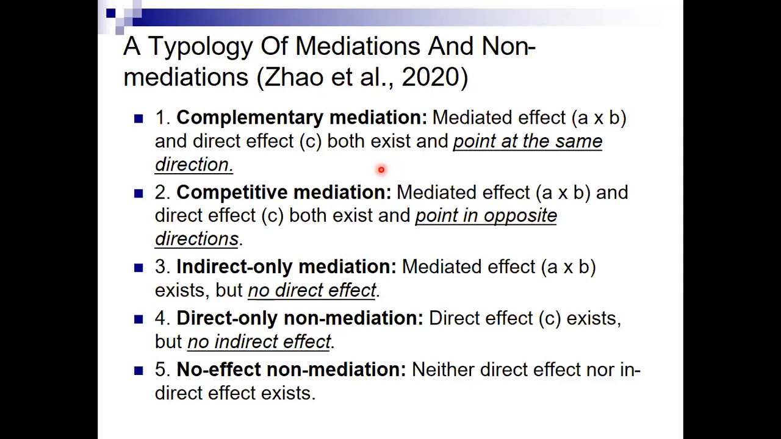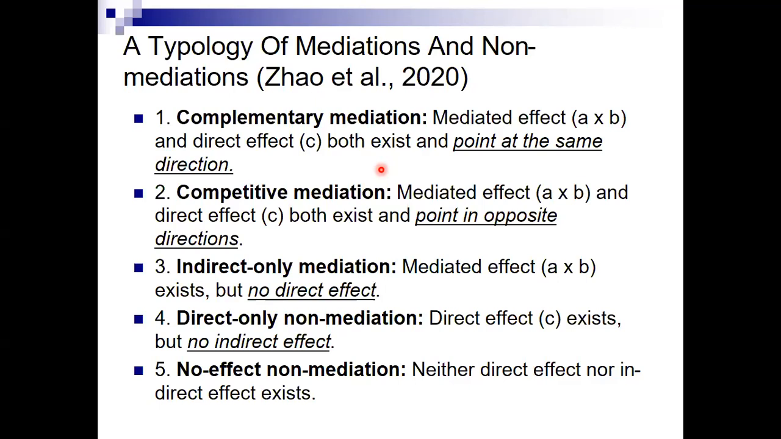And then number 3, you could have indirect only mediation, which means the mediated effect AB exists. That means it is statistically significant, but there is no direct effect. That is, line C is not statistically significant. So indirect only mediation is equal to total mediation, which means there's no direct effect between X and Y, but there's only indirect mediation. Therefore, A and B must be statistically significant, whether negative or positive, okay?